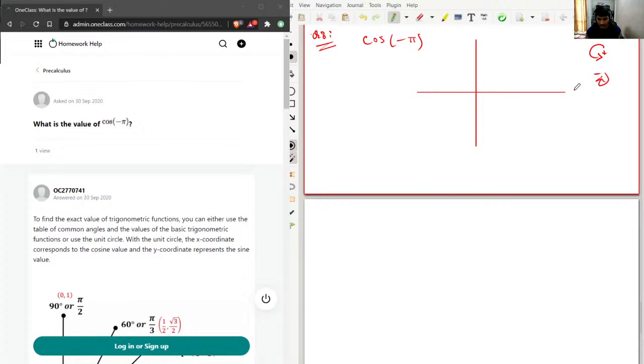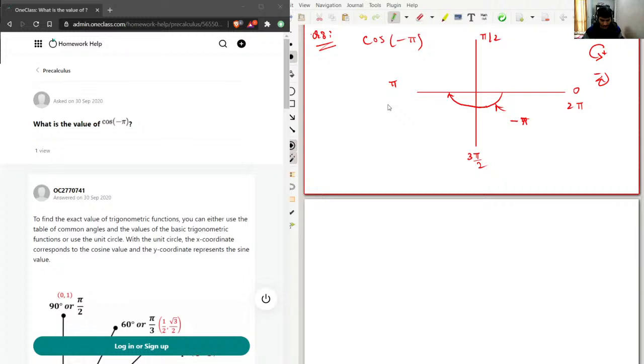Now the angles are 0, pi over 2, pi, and this is 3 pi by 2, and this is 2 pi, if we go anti-clockwise. But we'll be going clockwise, and now I have to cover the distance of pi here. So this is pi. This angle will be known as negative of pi, and we need to calculate cos of this negative pi.